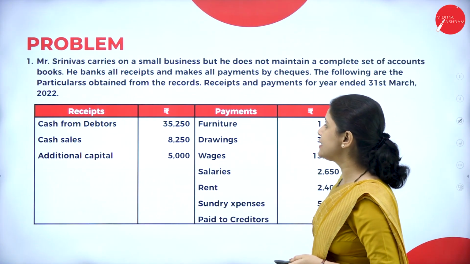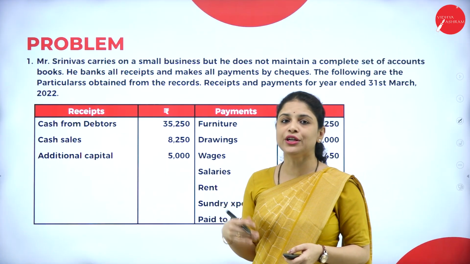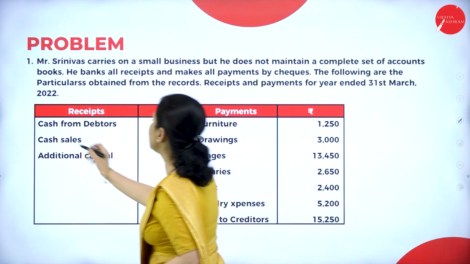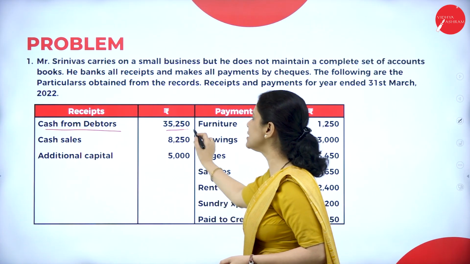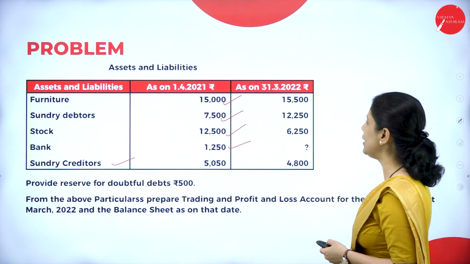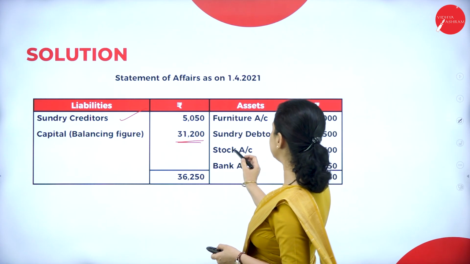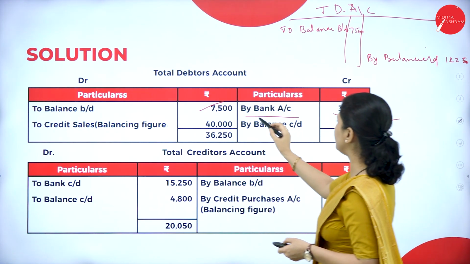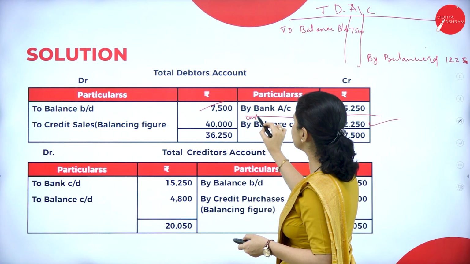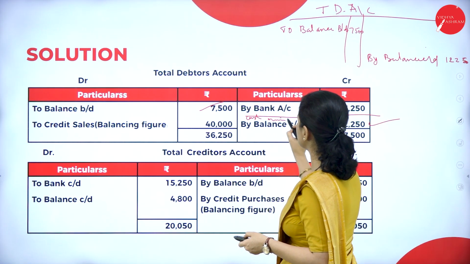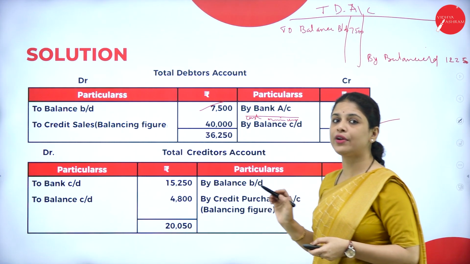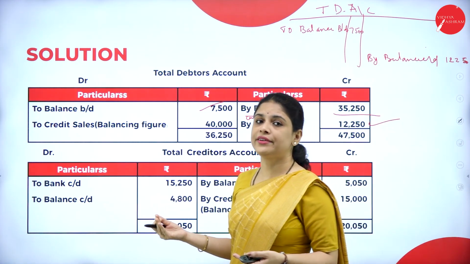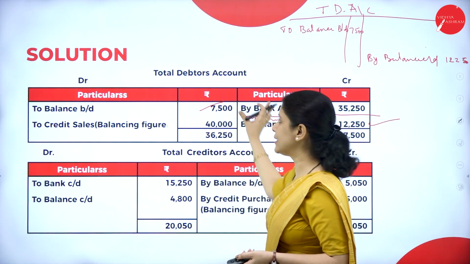After that, let us see any payment received from debtors. That means cash received from debtors. See here in the receipt side, cash received from debtors is there. How much is that? 35,250. So that we will write here by bank, 35,250. What is this? Cash received from debtors. So that is the three entries or transactions coming in the total debtors account.